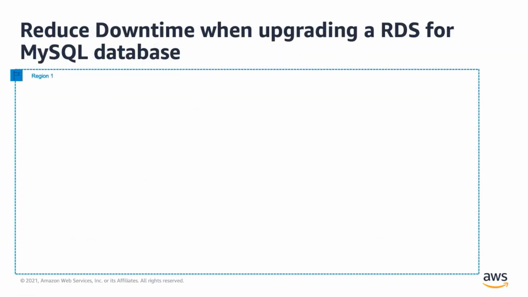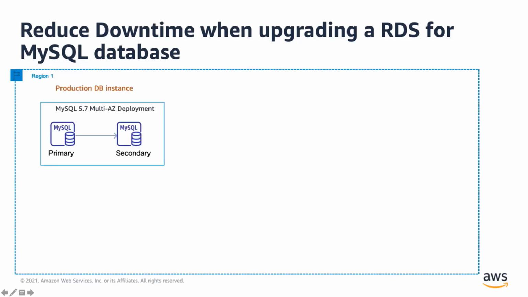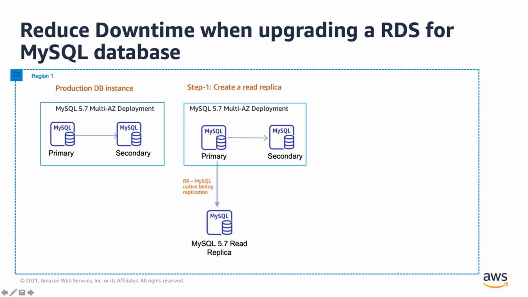Now let's look at the steps involved in the process. For our use case, let us assume our production environment has a multi-AZ deployment of an RDS for MySQL 5.7 instance with backups enabled. The first step is to create a read replica.